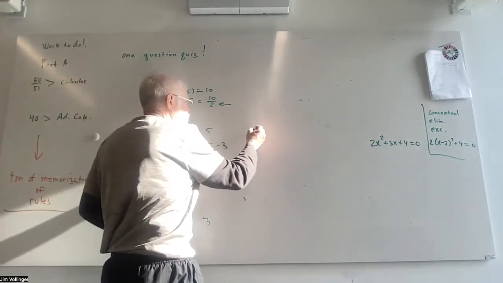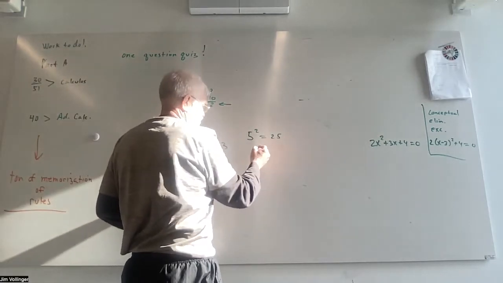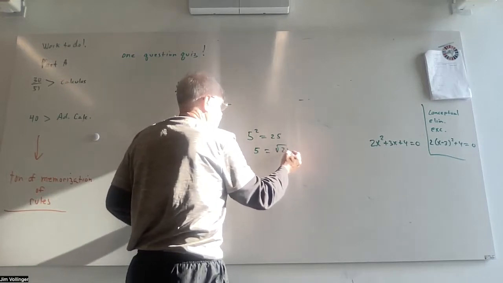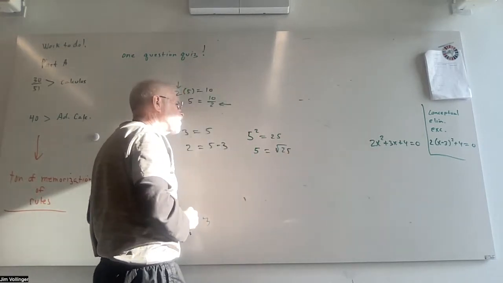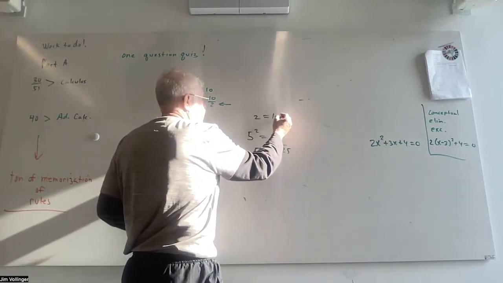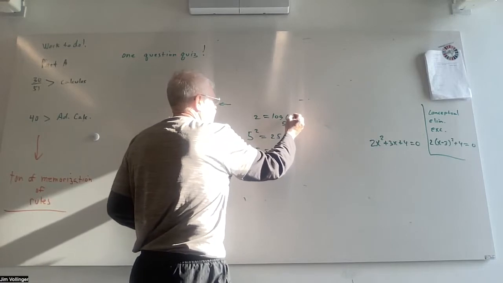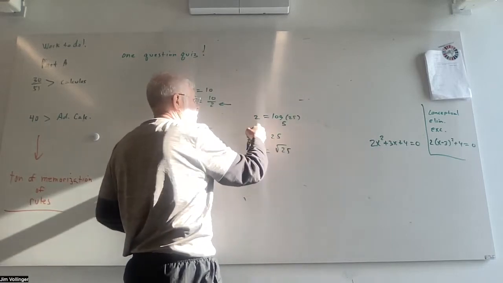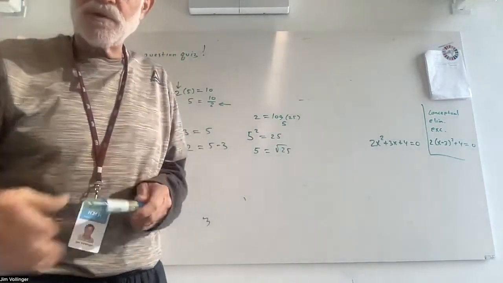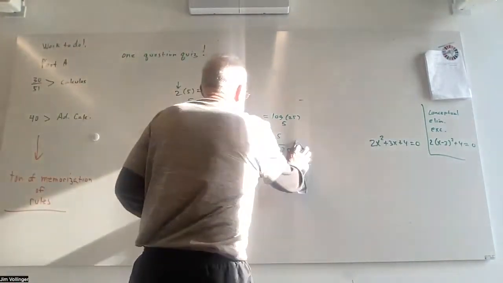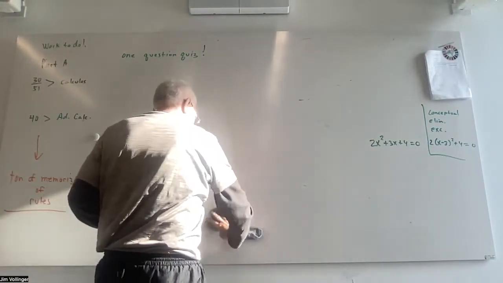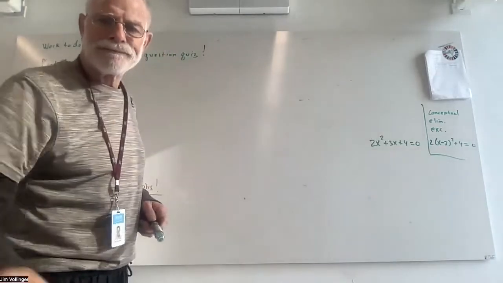5 squared equals 25. 5 equals the square root of 25. Some inverse operations here. And 2 equals log base 5 of 25. Something written in exponential form could be written in log form. Very useful. So on and so forth. So let's look at a couple of situations that continue to baffle people and see if we can put that bafflement to rest.